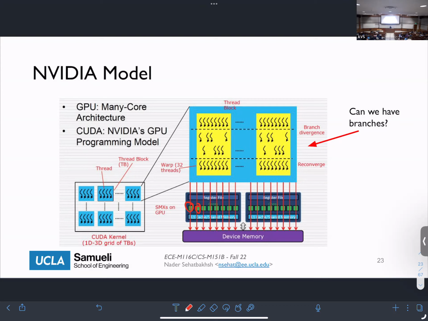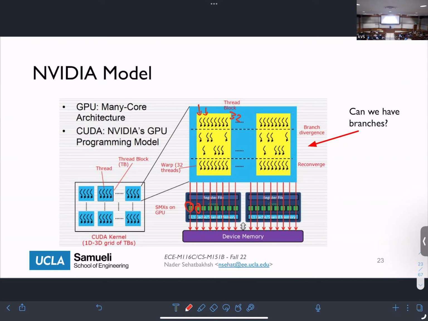If you think about it, these are all the threads that I have, and let's say these are 32 of them. If there is no branch divergence, all of them execute the same instructions all the time. So we just assign 32 threads to 32 cores, and then we move on. That's the best performance that we can get.